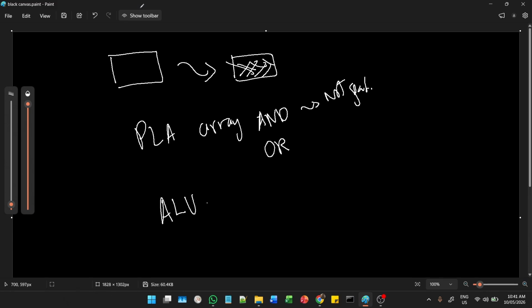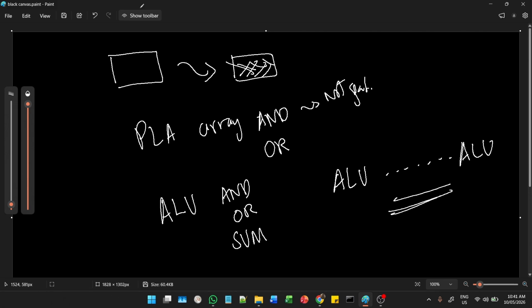An ALU is an arithmetic logical unit that can do AND or OR operations, and it can also do sum operations using the half adder and full adder below. So each ALU has one of these, right? And a computer has many ALUs connected to one another. Not infinitely, a lot of them are connected together so that they can all do functions. So this is digital logic 1, that is week 4.